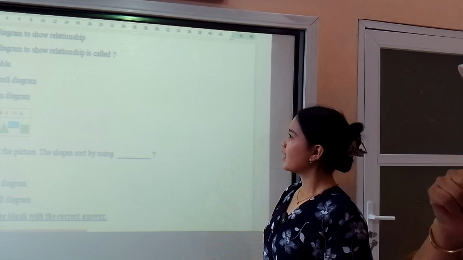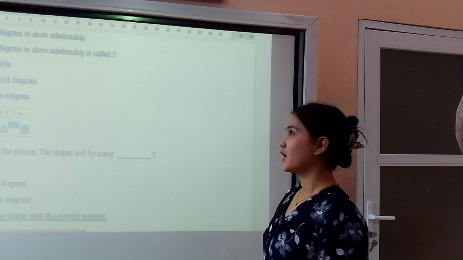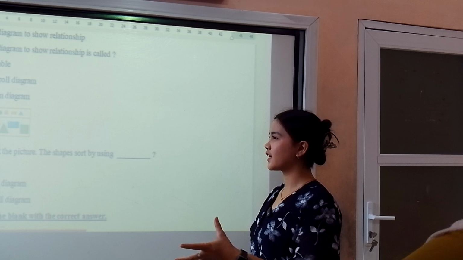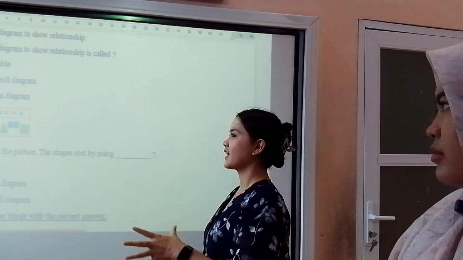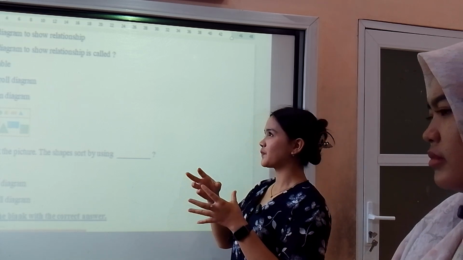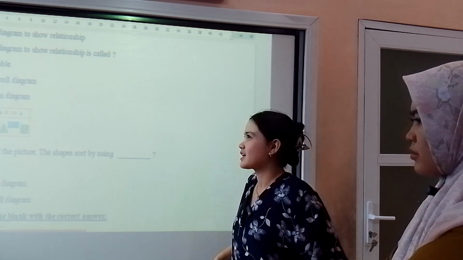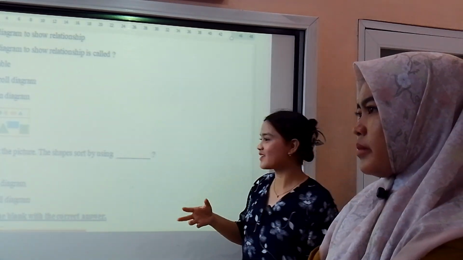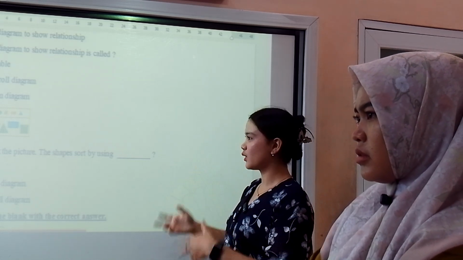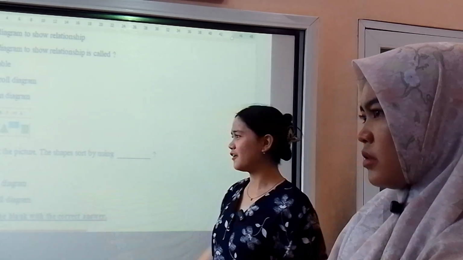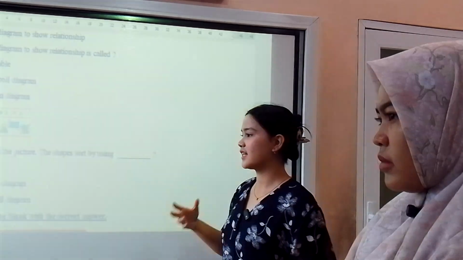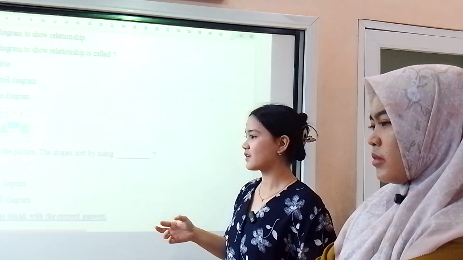So what's the difference? A Carroll diagram is a diagram to group data. For example, we categorize data in rows or columns. And a Venn diagram is to display relationships.